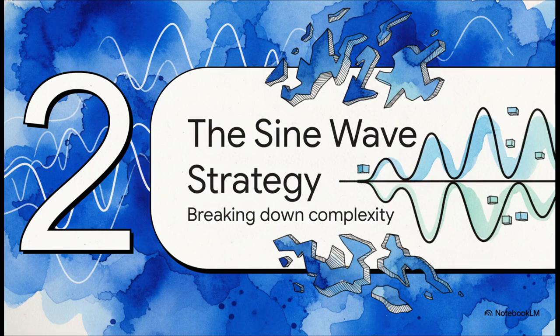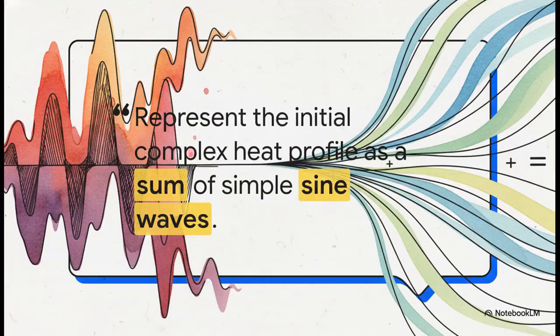All right, so how do we actually go about solving this thing? Well, the method, it's just so clever. Instead of trying to wrestle with some complicated, messy initial temperature profile all at once, we're going to break it down into much simpler, much more elegant building blocks. This right here is the absolute core of the strategy. It comes from an idea called a Fourier series.